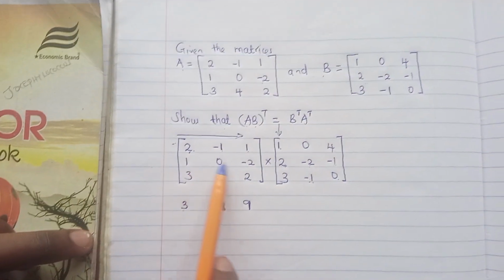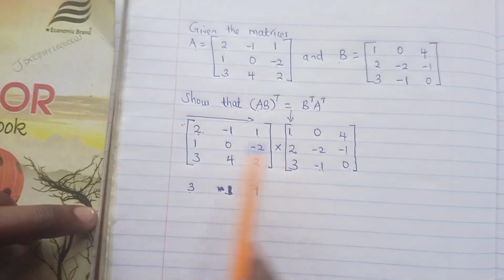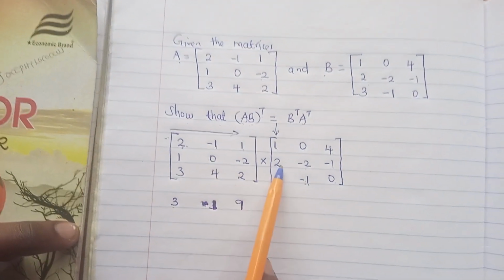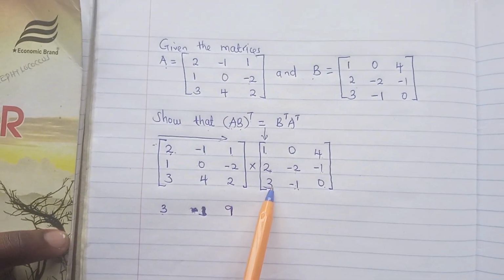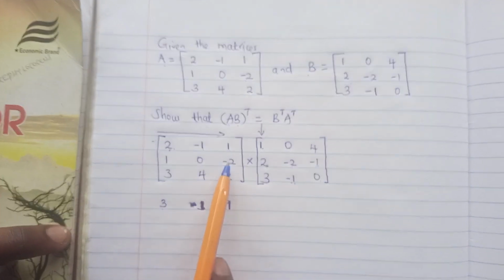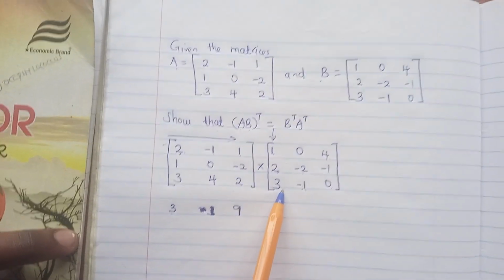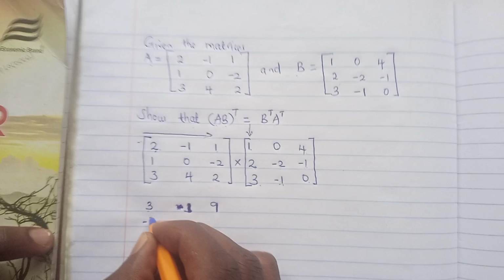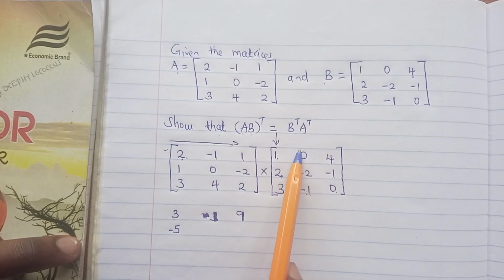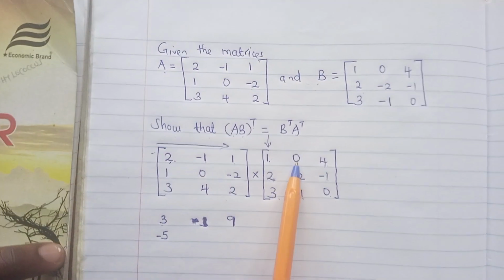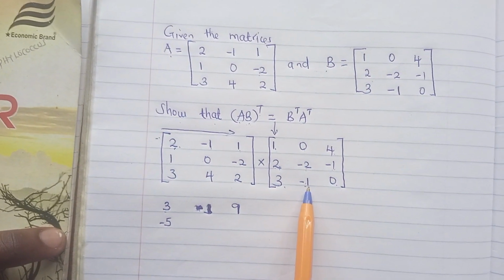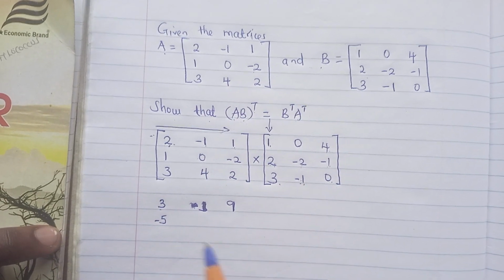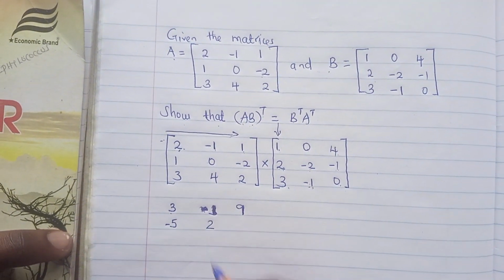So now we move to the second row and the first column. 1 times 1, this is 1, plus this times this one is 0, plus negative 2 times 3. You're going to have negative 6. So 1 plus negative 6, you're going to have negative 5. And then we go to the second row and the second column. So this one times this one is 0. 0 times negative 2 is also 0. Negative 2 times negative 1, we're going to have a positive 2. So we'll have positive 2 here.